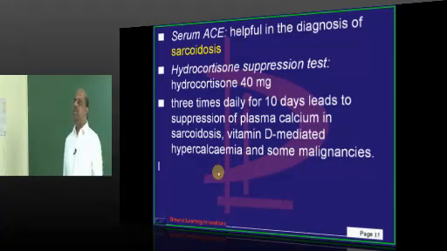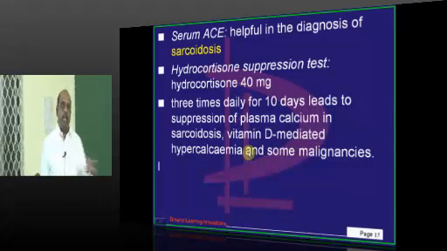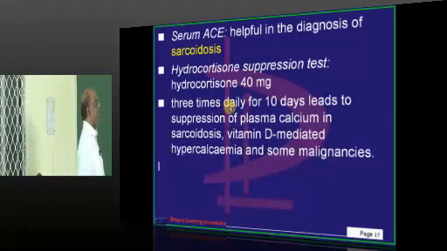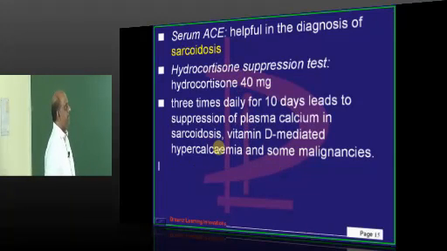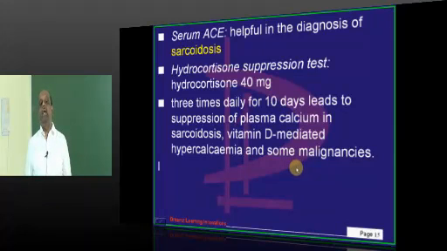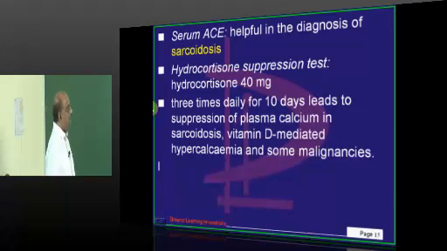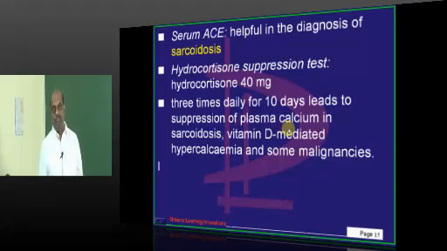Then serum angiotensin converting enzyme levels need to be evaluated in order to identify whether sarcoidosis is responsible for hypercalcemia. And if there is sarcoidosis or vitamin D mediated hypercalcemia, or if malignancy is leading to hypercalcemia, in all these three hypercalcemic states, you can suppress that hypercalcemia by giving a hydrocortisone injection.